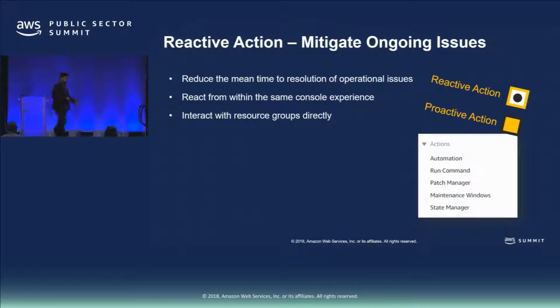All right, so this was all about the insights that you can have into your resources. But once you have the insight, what do you need to do about that data, or how you want to take the action? So there are two ways to take actions. You can either take a reactive action or you can take a proactive action. When it comes to reactive action, it's normally to mitigate ongoing issues after the fact. And we have a bunch of services in Systems Manager that can allow you to do that, such as run command.